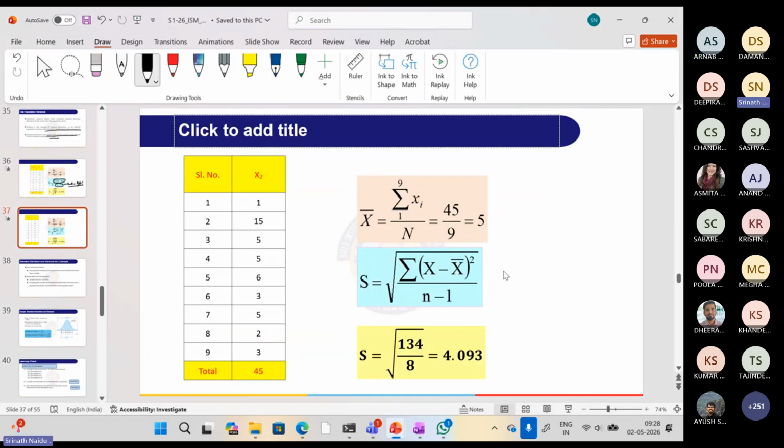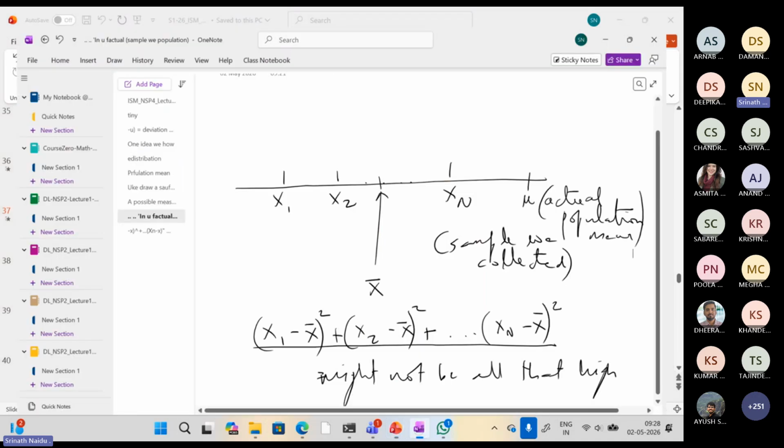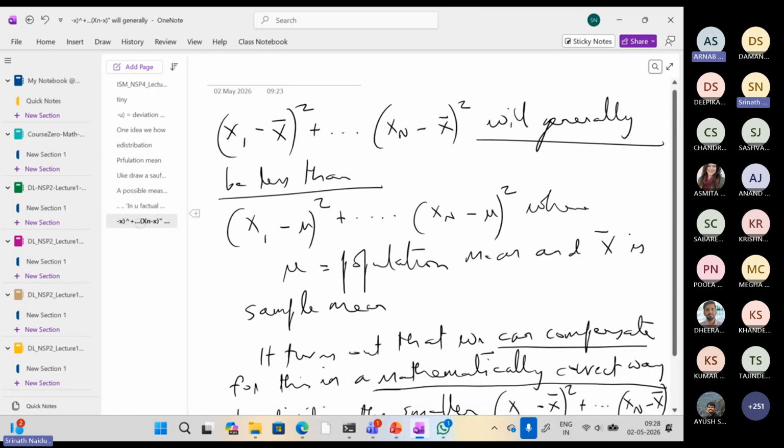No. The thing is, the numerator by itself doesn't represent a statistically useful quantity. So if I take sigma x minus x bar the whole square divided by n, let's forget about the n minus 1 business for now. Suppose I take sigma x minus mu squared divided by n, that is the average. Let me just give you an idea as to why we do what we do. It's a good point. Let me just go over here.